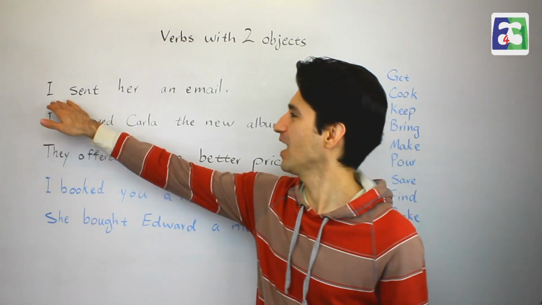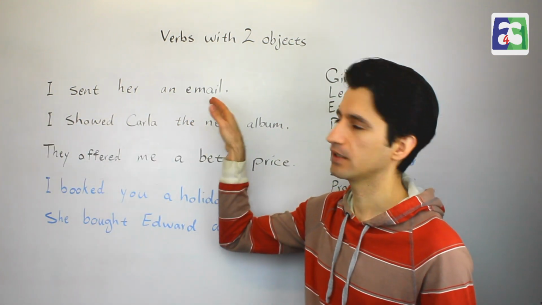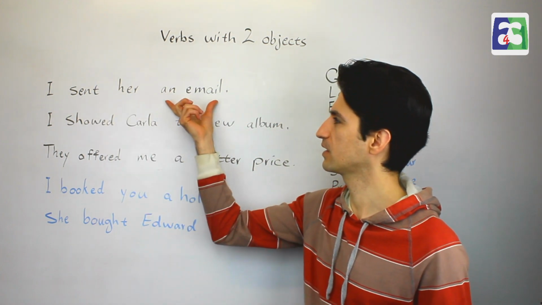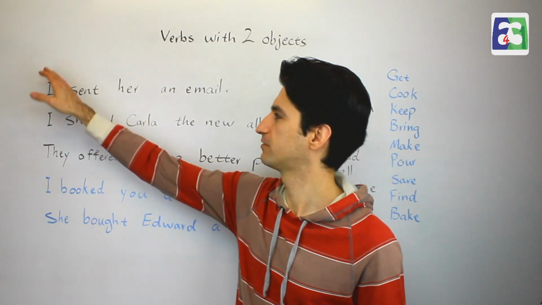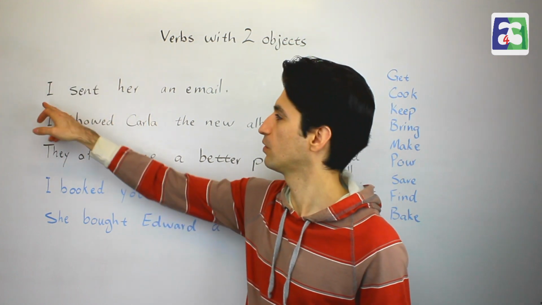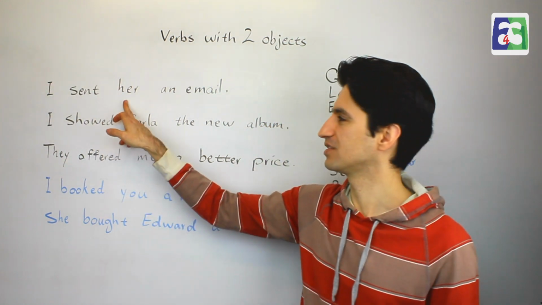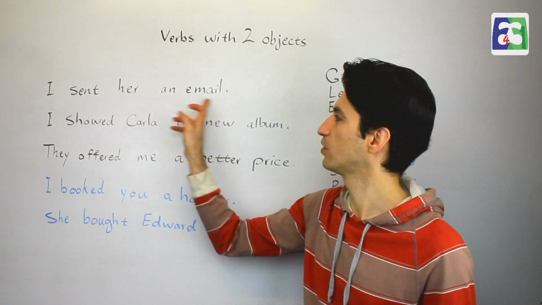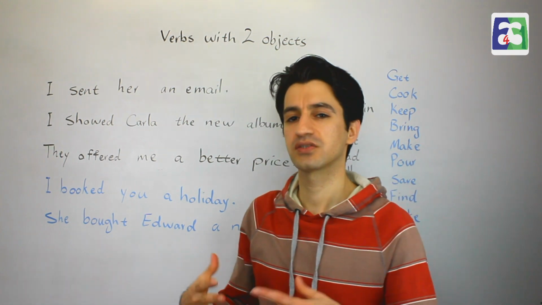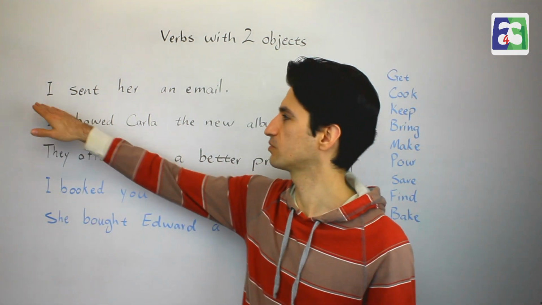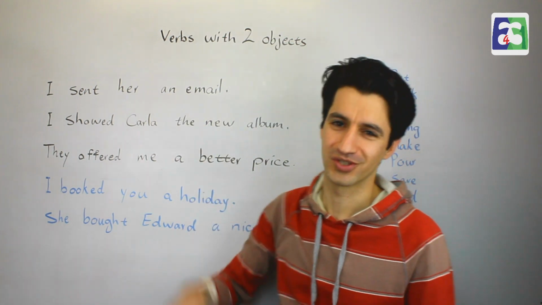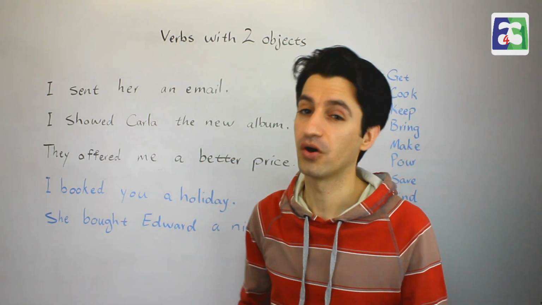I sent her an email. Over here there is an email that is sent from me to someone else. So I am the sender and she is the receiver, and what is sent is an email. When we look at the structure of the sentence, we see the subject, the verb, and an object, and also again an object. So we need two objects.